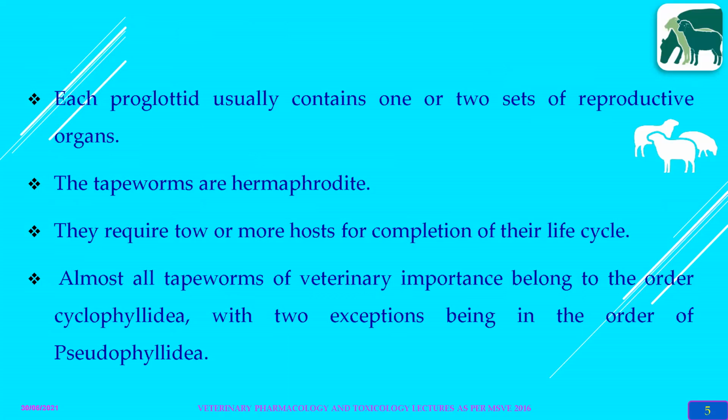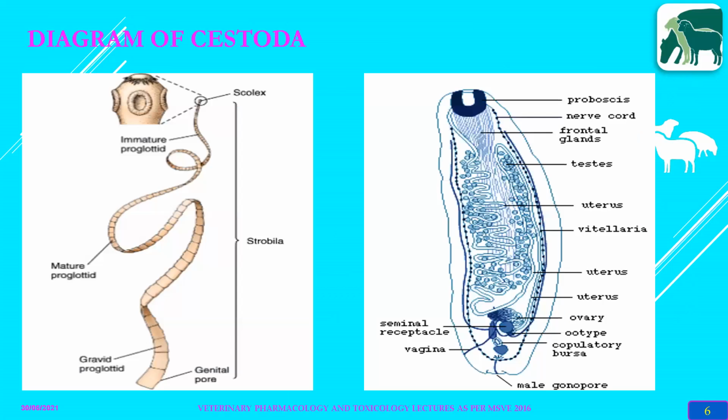Almost all tapeworms of veterinary importance belong to the order Cyclophyllidea, with exceptions in the order Pseudophyllidea. So they belong to different categories. And there is a diagram of the cestode family. They have an organ known as the scolex, which is used to attach to the intestine.